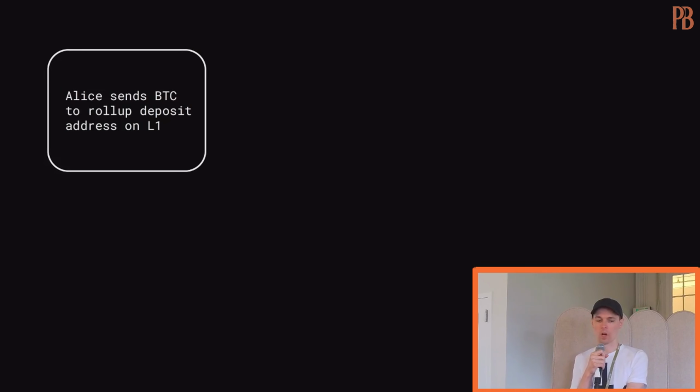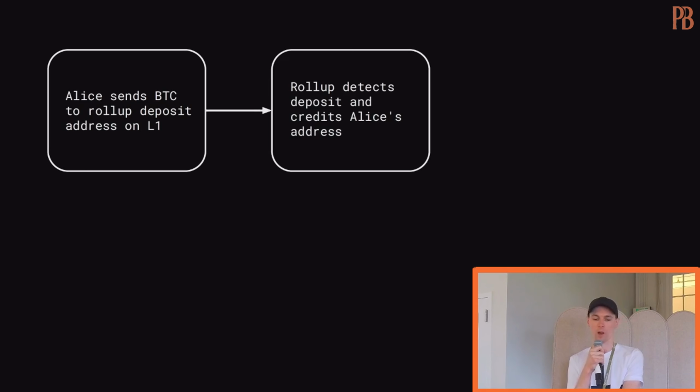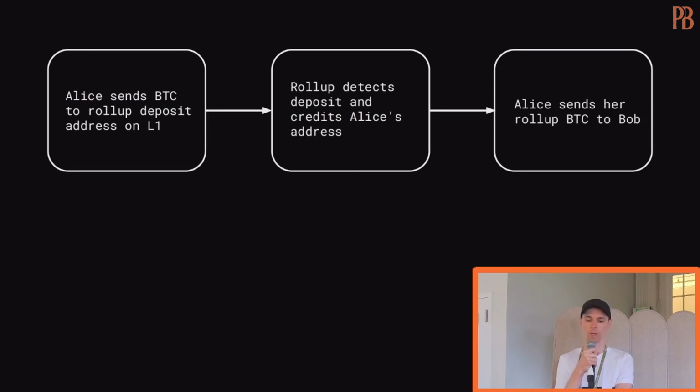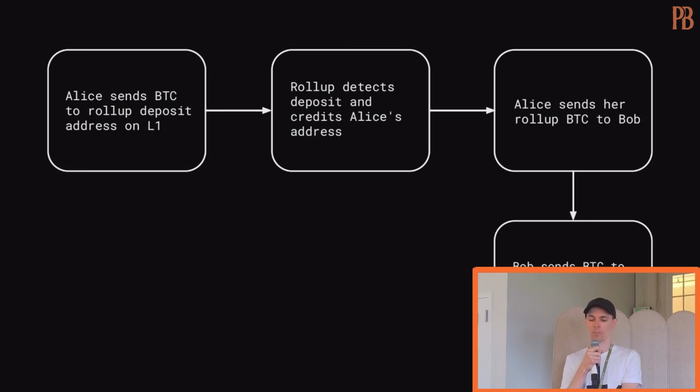So the typical flow is, if the rollup is, let's say, built on Bitcoin, Alice would send BTC to a rollup deposit address on L1. The rollup software would detect the deposit and credit Alice's address on the rollup. Alice would then send her BTC to Bob. Now, let's say Bob wants to get his BTC back out onto the main chain.